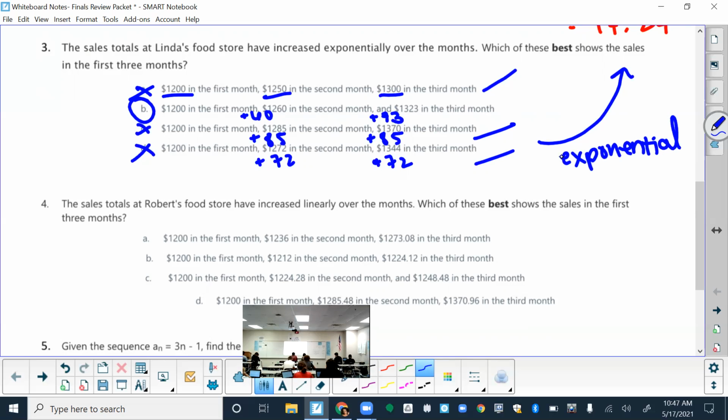Any other ones from the packet? Number 5. All right.